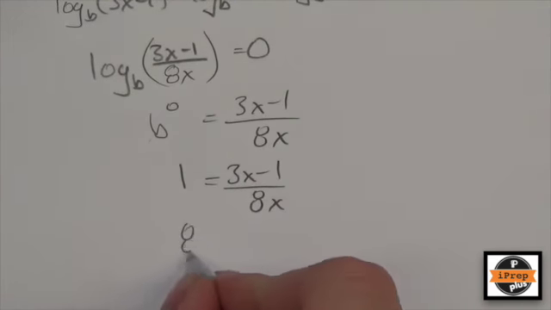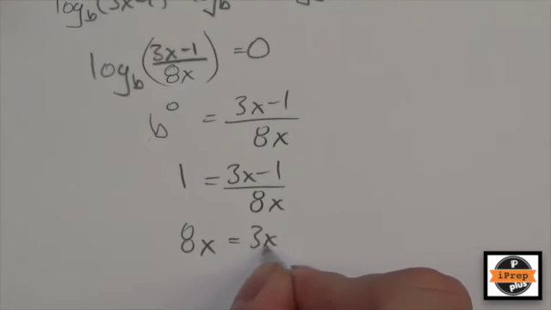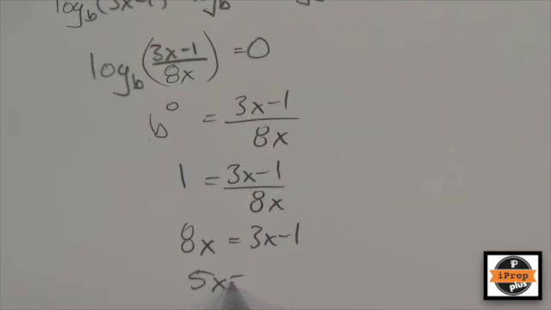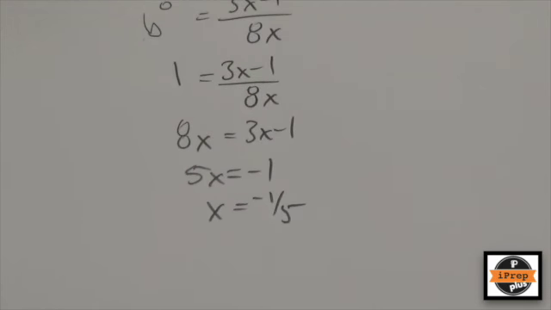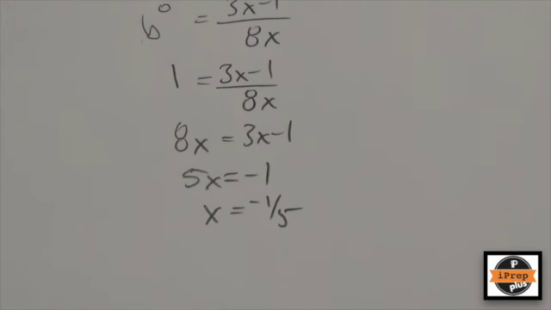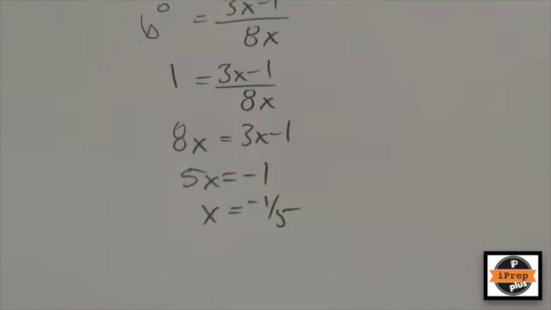And now make this 8x is equal to 3x minus 1. Bring the 3x over, so 5x is equal to negative 1. X is equal to negative 1/5. Now, in the previous question we noticed that there's nothing wrong with a negative solution. So all we've got to do is check and make sure that it doesn't force us to take the log of a negative.